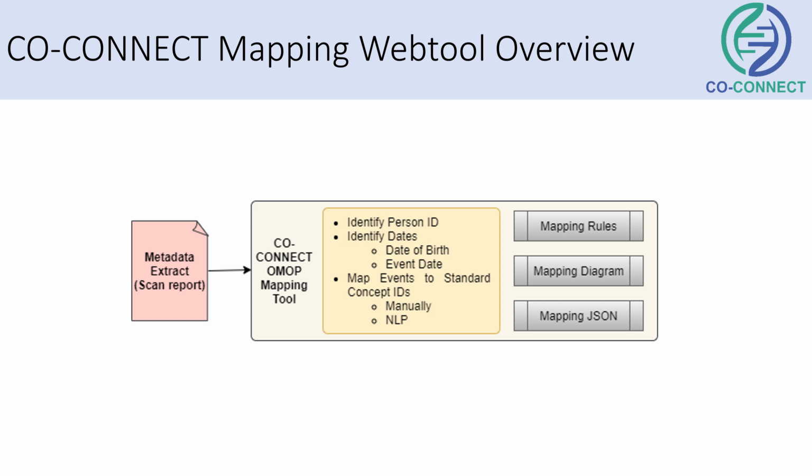The important steps to generate the rules are to identify the person ID and event date for each table and map the events to standard concept IDs either manually or by using natural language processing, also called NLP.